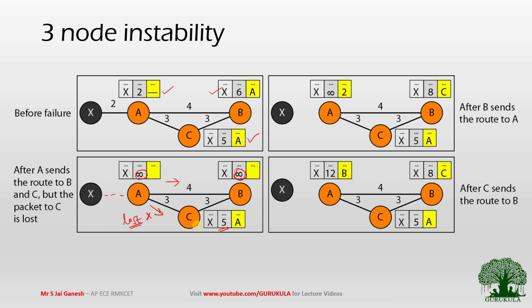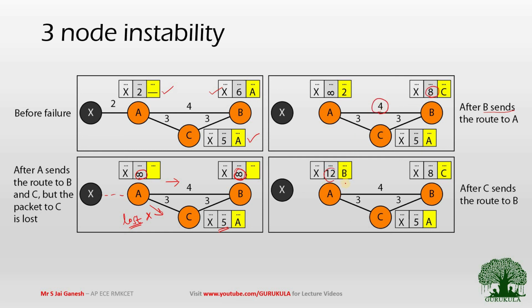Now B will be sending its table and C will be exchanging its table. Again, this creates a 3-node instability problem. This is what happens when B sends its routing table to A. Now A will come to know that we can reach X with a cost of 8 plus 4.